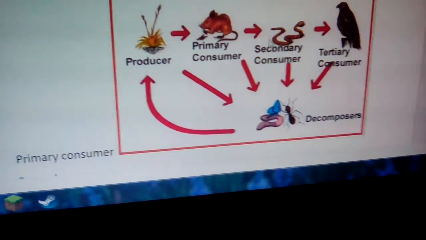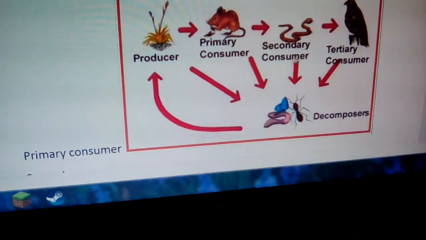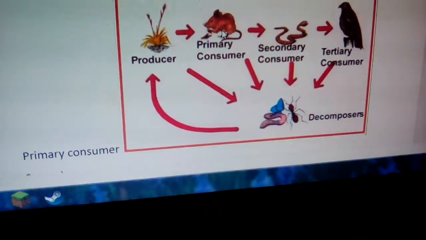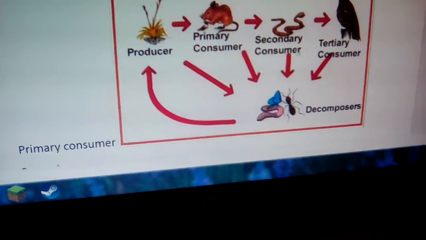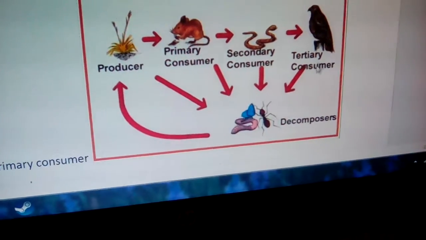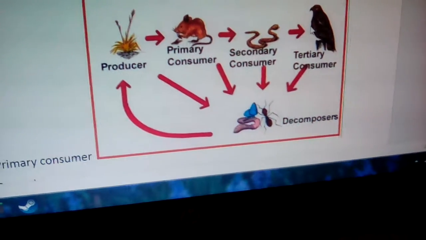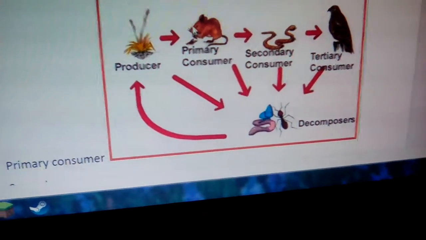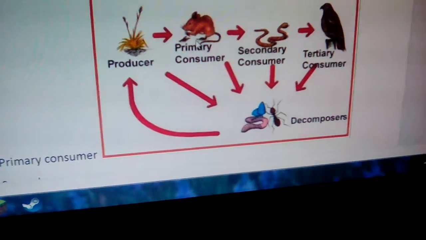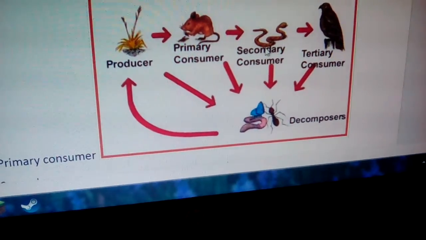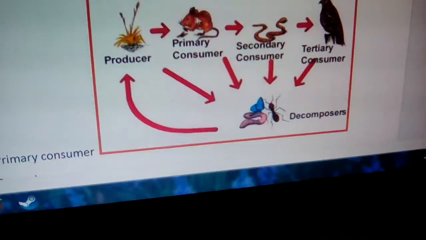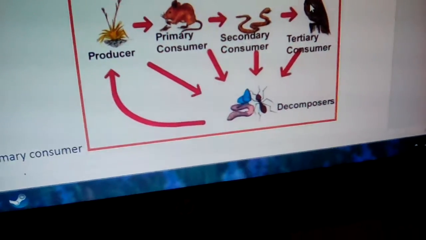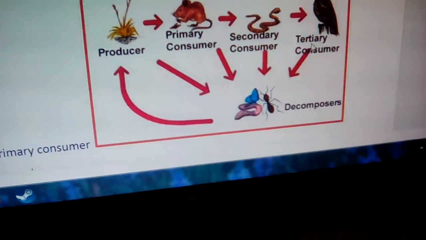Well, then this snake comes along, it's going to be the secondary consumer. So it's the second thing to come along, and it's going to eat the mouse. Then there's a third consumer that comes along, a hawk, and that hawk is going to eat the snake. So there's the first thing that was eating the producer, which was the mouse. Then the second animal comes along, the secondary consumer, and he eats the mouse. And then the hawk comes along, and he's going to eat the snake, so he's the third consumer.